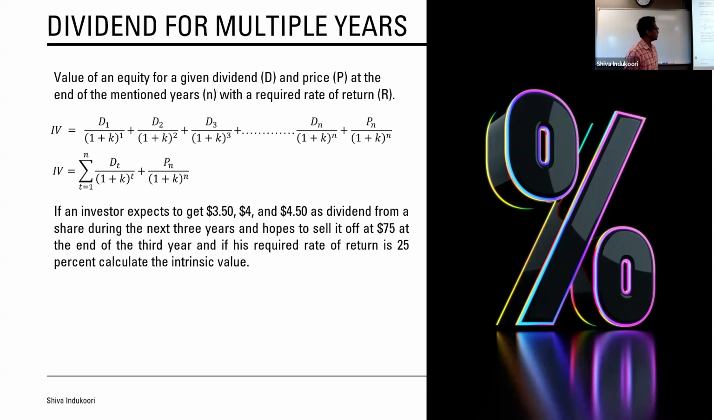Then if you have the information for more than 1 year, like 2 years or 3 years or 10 years, you can do it. So I have one more example. Can you quickly do this? First year $3.50, the same. Second year $4, and third year $4.50. And at the end of the 3 years, the price is expected to be 75. And your discount rate is the same. Can you tell me the answer, please?